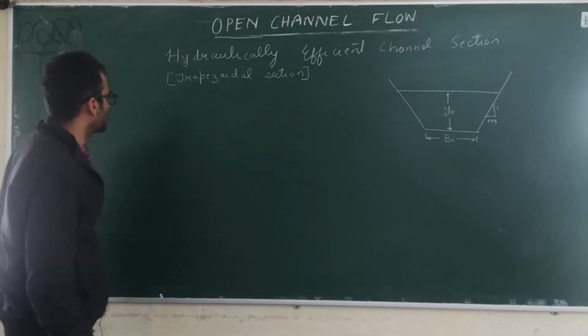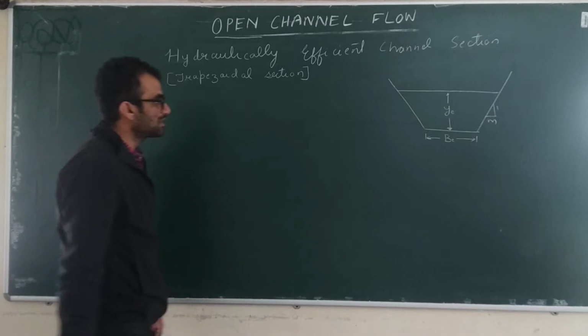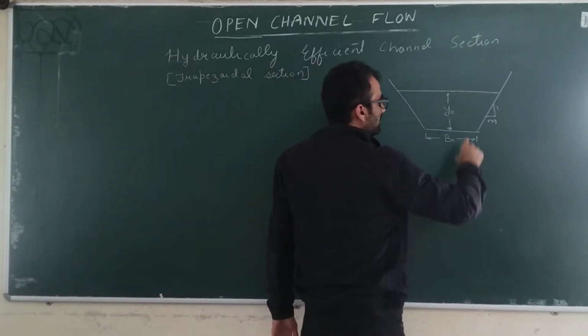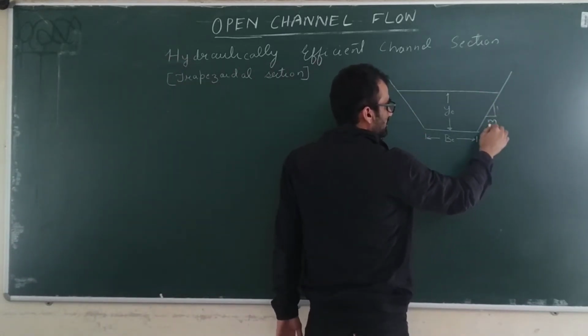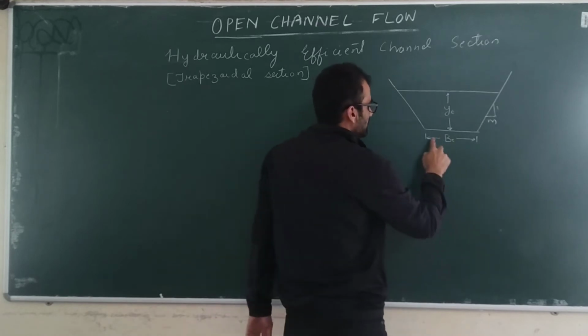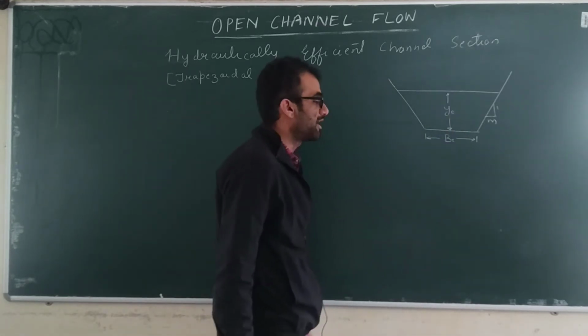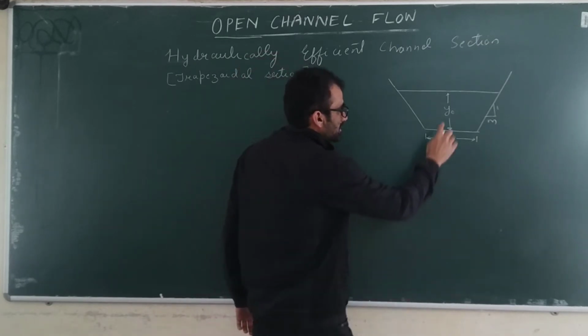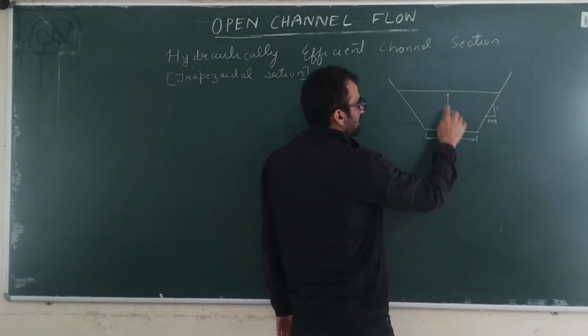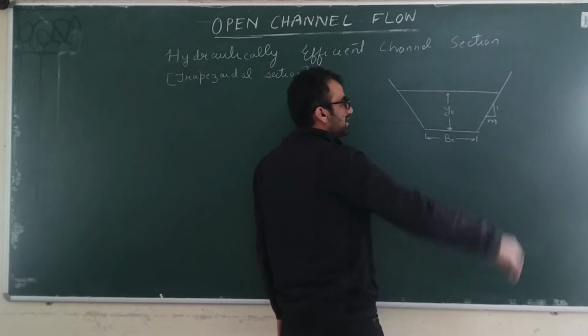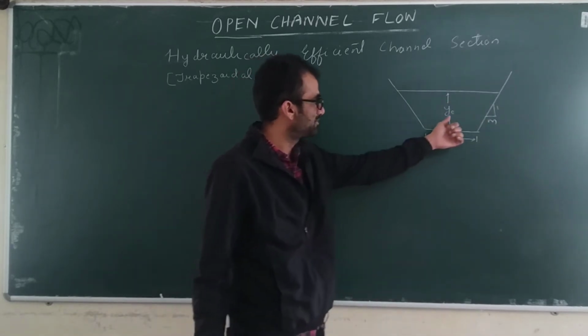All right. So you have a trapezoidal cross section here. The side slope is 1 vertical to m horizontal. The base width is b, the normal depth is y e. Now see, this subscript e represents that this section is a hydraulically efficient channel section. That's why I have used this subscript.